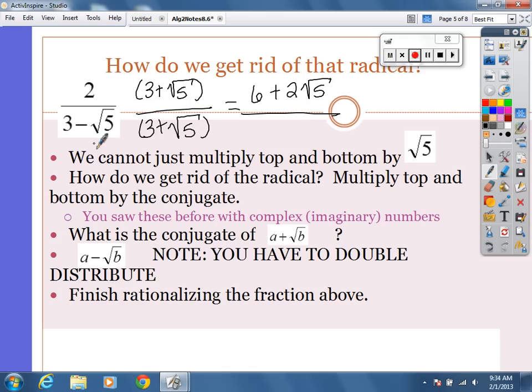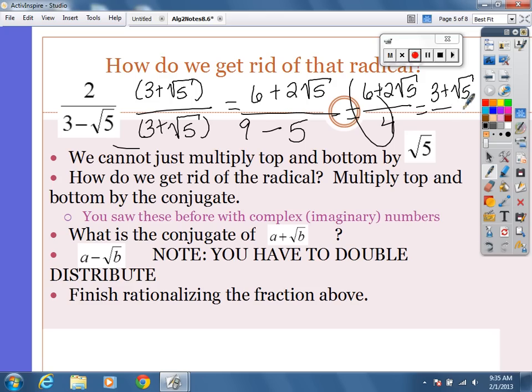And on the bottom, I get 3 times 3 is 9, plus 3 root 5 minus 3 root 5. The O and the I of FOIL, the outer and the inner, and the double distributing, cancels out. And I'm left with minus square root of 5 times square root of 5, which is just 5. So I get 6 plus 2 square root of 5 all over 4. Look at this. I have 2's in common here and 2's in common here, so I do need to simplify further. 3 plus square root of 5 over 2.